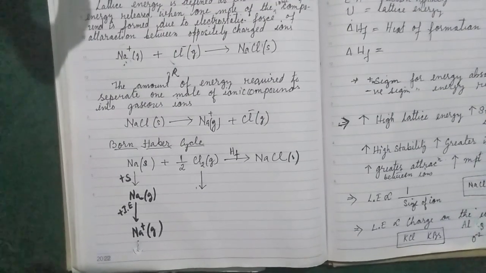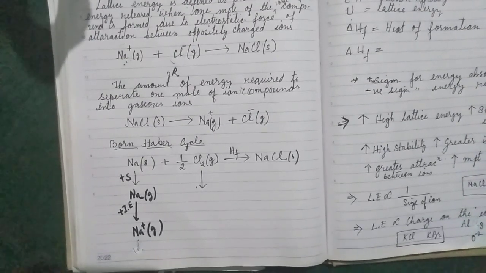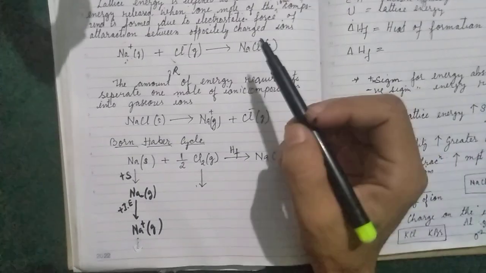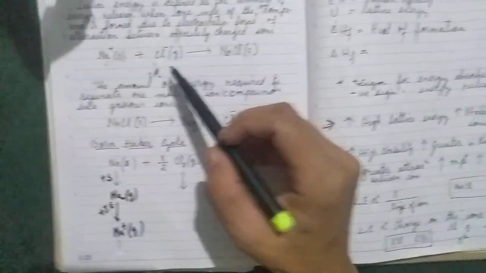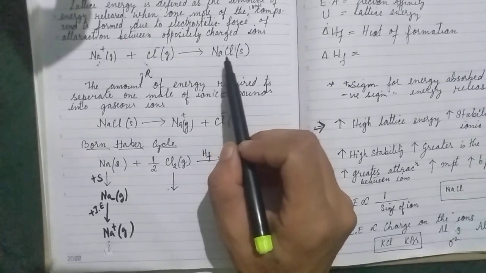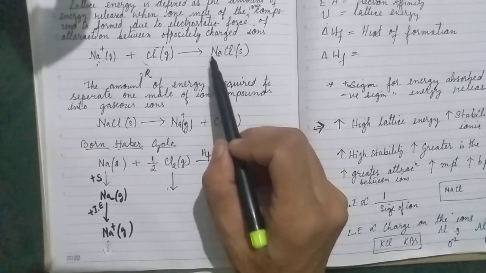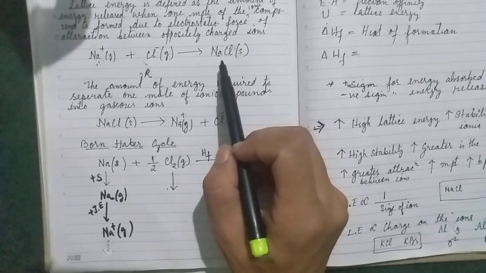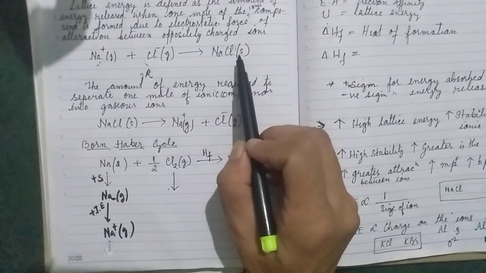Hello everyone, in this video I am going to discuss lattice energy. In order to understand lattice energy, let us take an ionic compound, NaCl. This is the solid form. How is this NaCl formed?